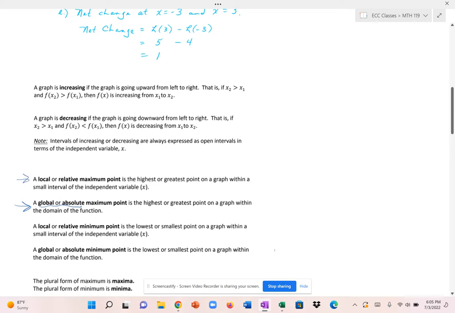This could be a high point within a small interval. So you could have more than one of each of these. And a local maximum could also be a global maximum. I'll be showing you graphs to give you examples of these.